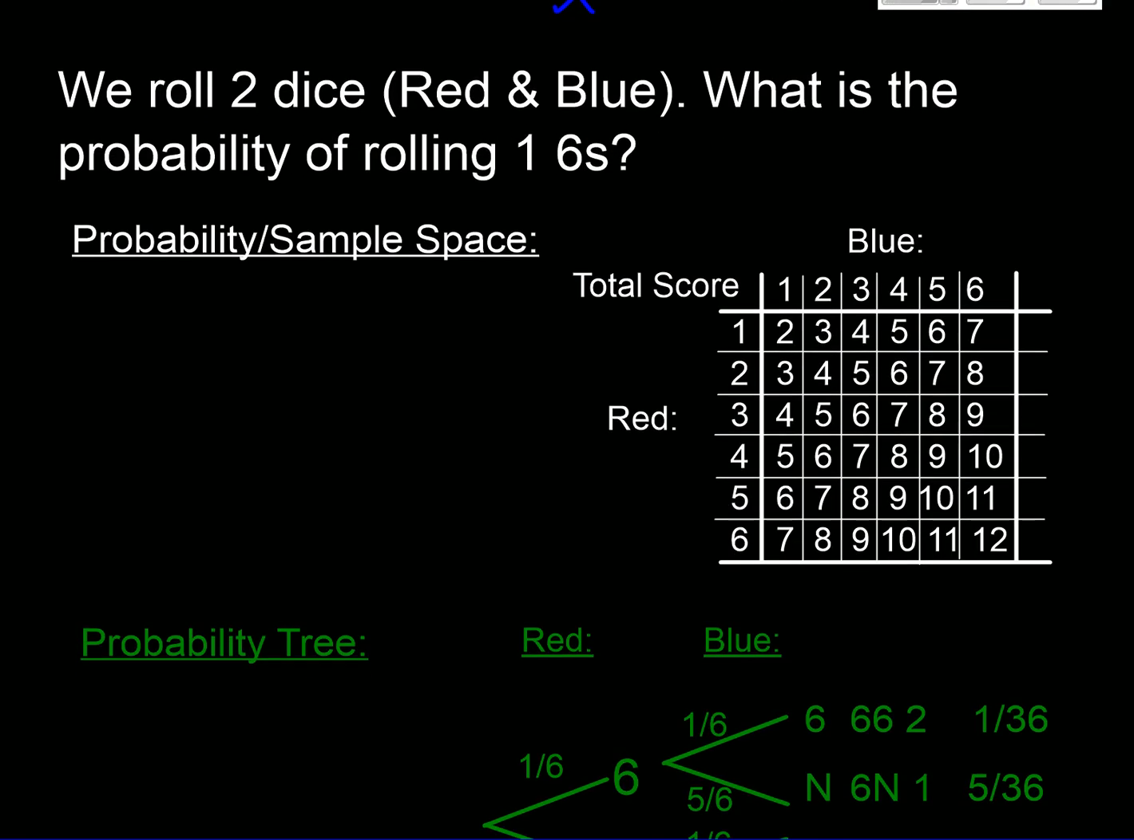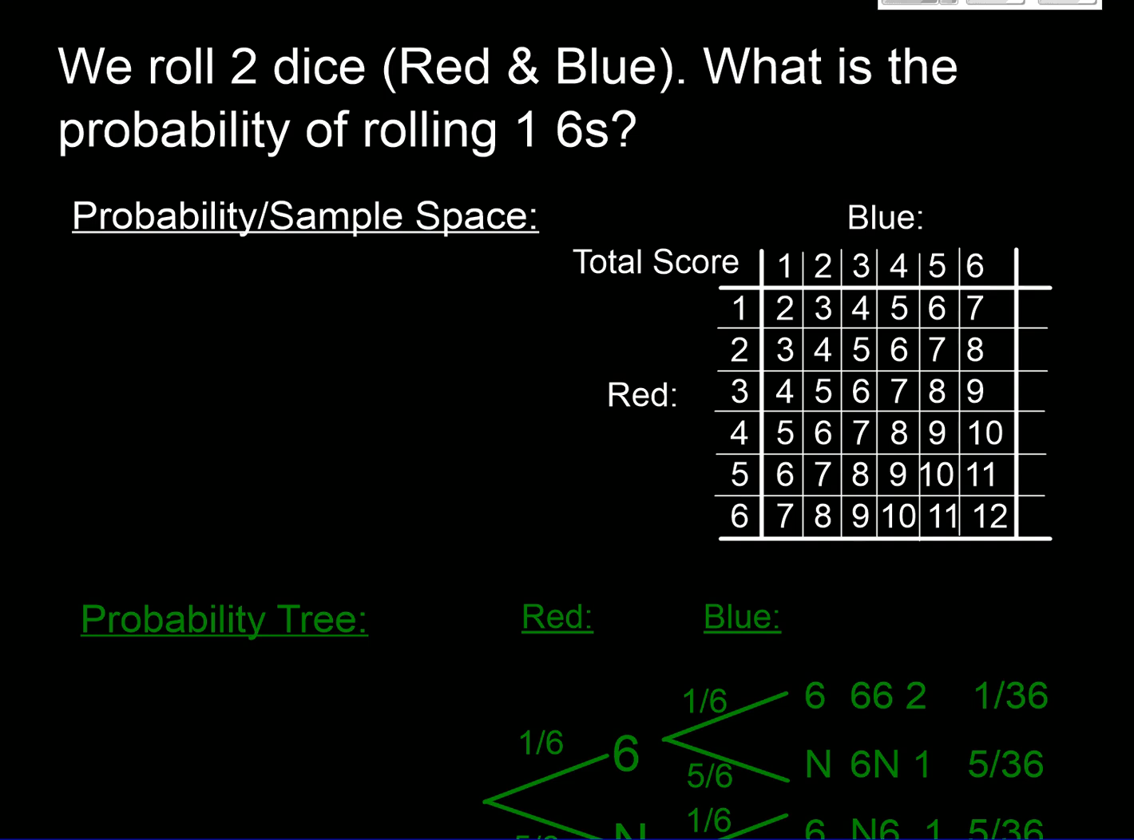Okay. Let's use exactly the same 2 dice roll, but this time what's the probability of rolling one 6? Okay, so if we look at our probability space, our sample space, our outcomes where we get one 6 are all of these ones here. In this area, there's our 6. We can't have the bottom one because that would be 2 sixes. So we can get a 6 on the blue and not on the red, or we can get a 6 on the red and not on the blue.